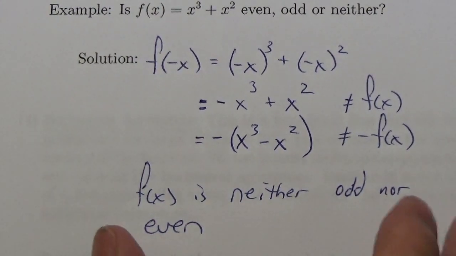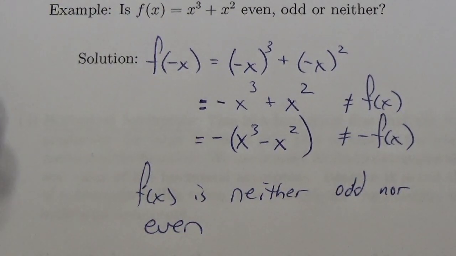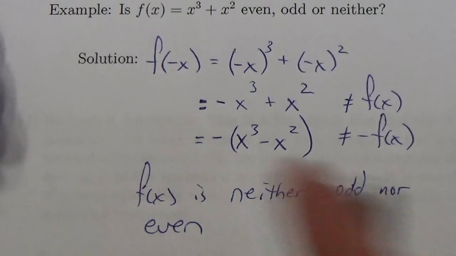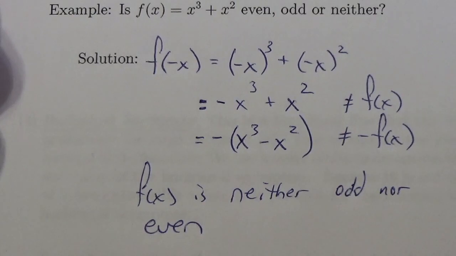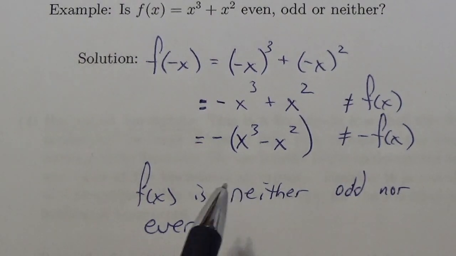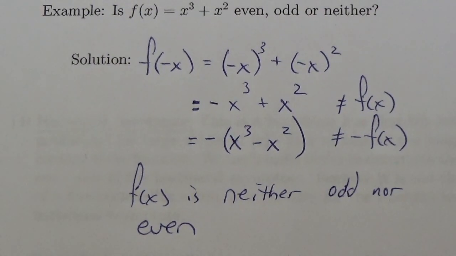Now that means that this graph is not symmetric about the y-axis. It's also not symmetric about the origin by 180 degrees. Now it might have other symmetries to it, not denying that, but it certainly doesn't have the two symmetries that we associate with being either odd or even.